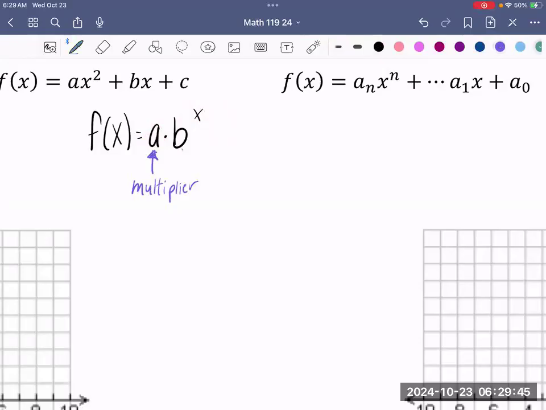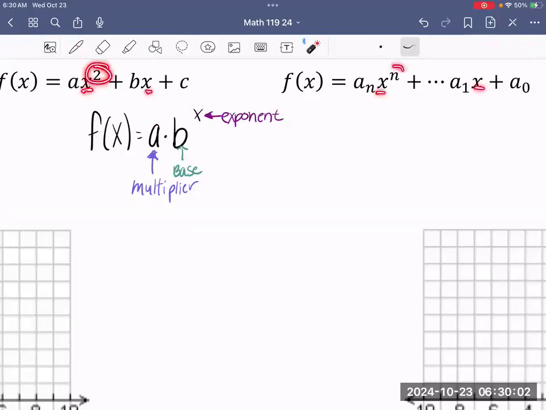And b is called your base. And now what's new is that this x, your variable, is now your exponent. Unlike before, where you had your variable down below, and then your exponent would be a number, it's going to be the reverse. This base is going to be a value, a number, and your variable x is going to be right there up in the exponent.